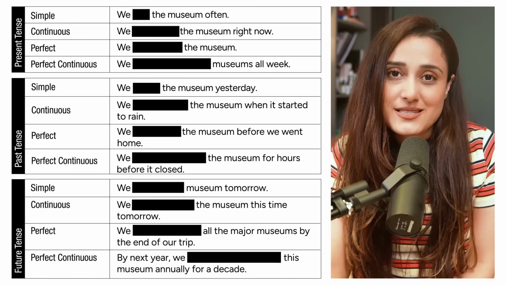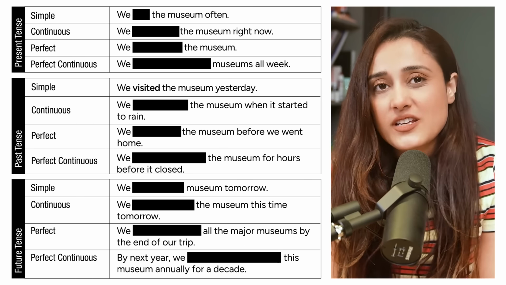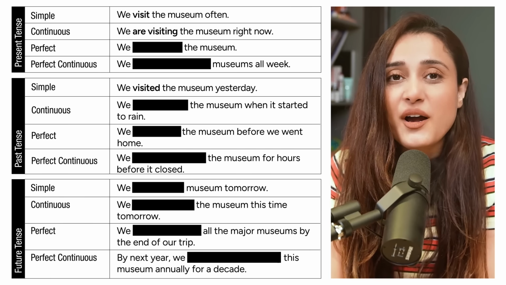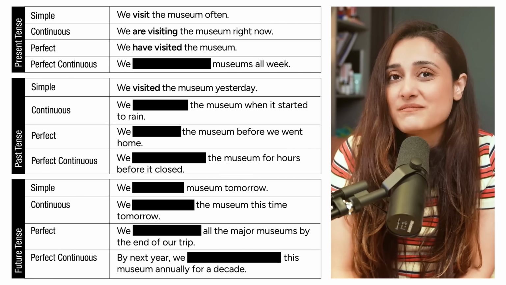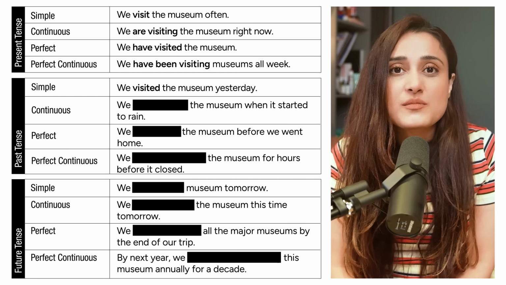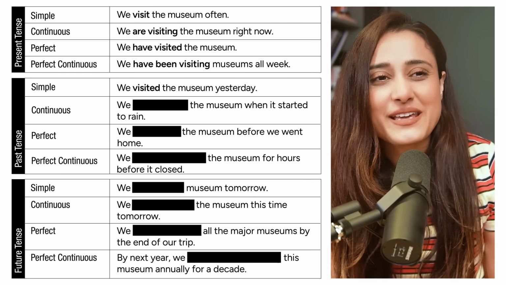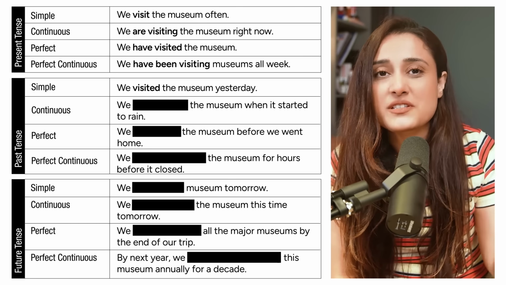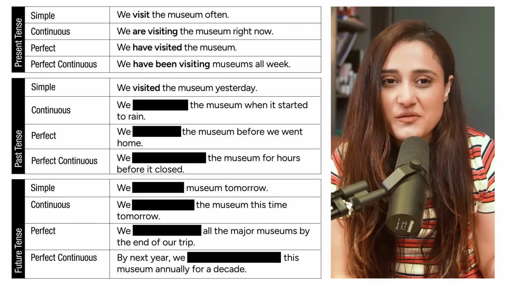Simple past tense. We visited the museum yesterday. We visit the museum often. We are visiting the museum right now. We have visited the museum. We have been visiting museums all week. So you wouldn't go to the same museum again and again. That's why we changed museum to museums. Alright, because otherwise it would not make sense.